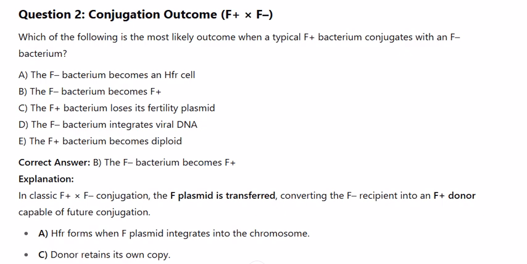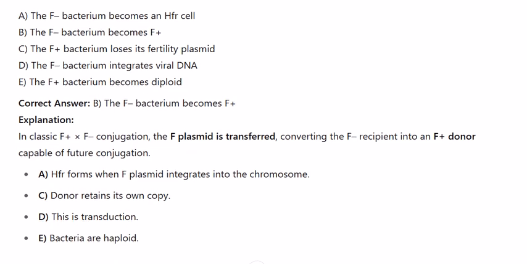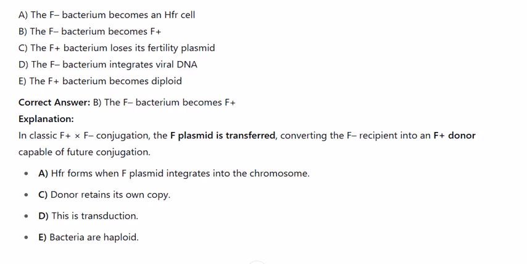Correct answer, B. The F minus bacterium becomes F plus. Explanation. In classic F plus by F minus conjugation, the F plasmid is transferred, converting the F minus recipient into an F plus donor capable of future conjugation. A. HFR forms when the F plasmid integrates into the chromosome. C. The donor retains its own copy. D. This is transduction. E. Bacteria are haploid.